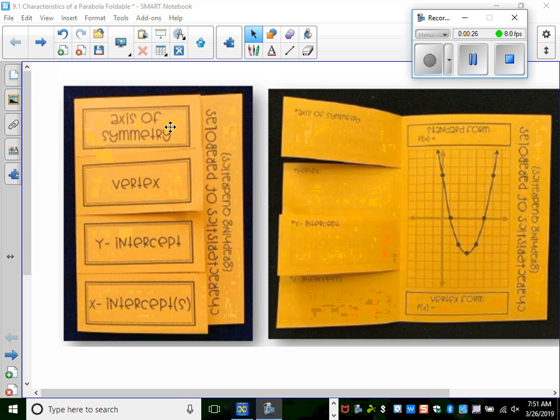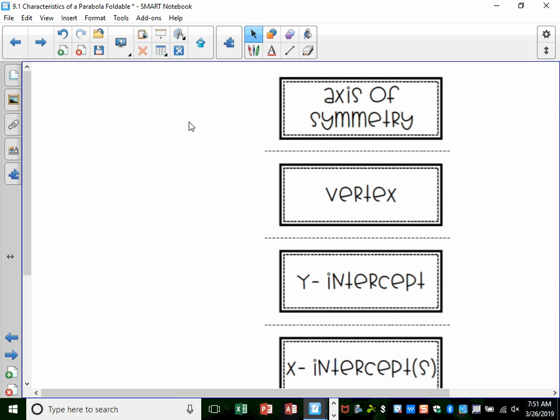There are some characteristics that we're going to cover. What does it mean by the axis of symmetry pertaining to a parabola? The vertex, the y-intercept, and the x-intercepts.